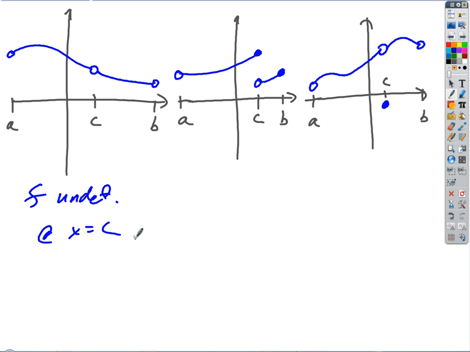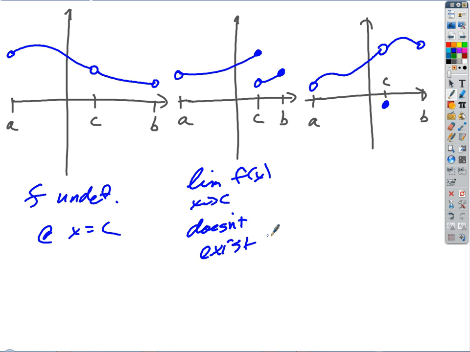Okay, what about this guy? There's no limit. Good. And then the last case? F of C doesn't. The limit doesn't equal. Okay, good.